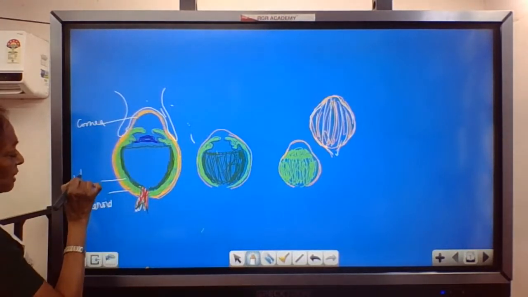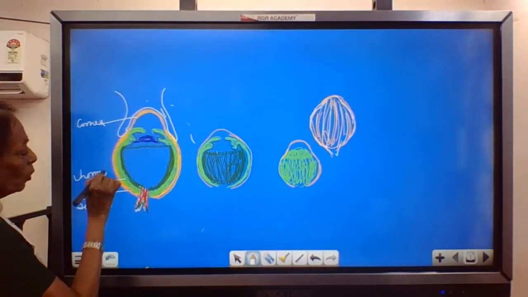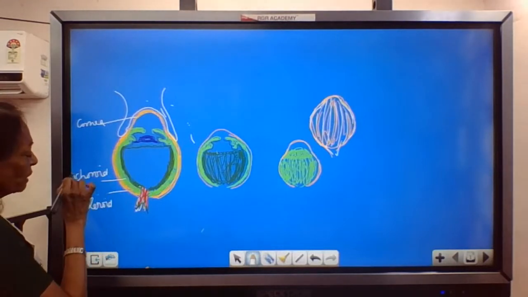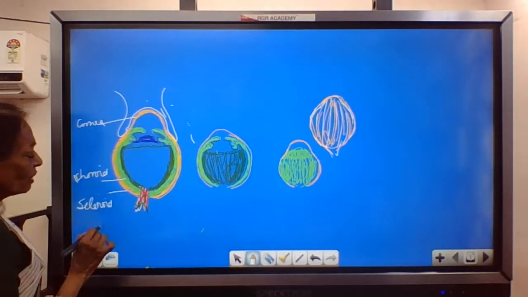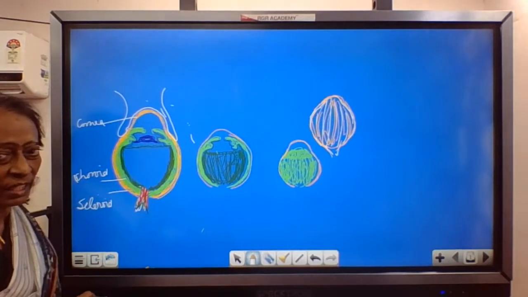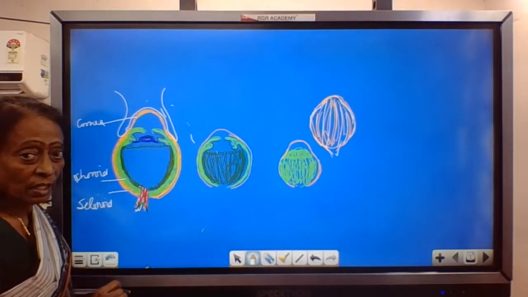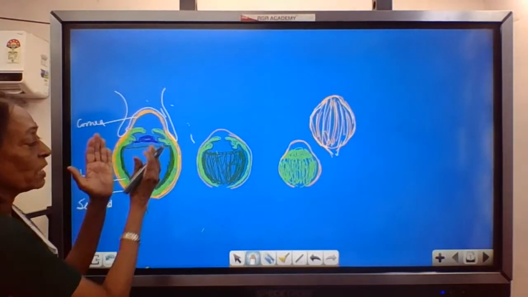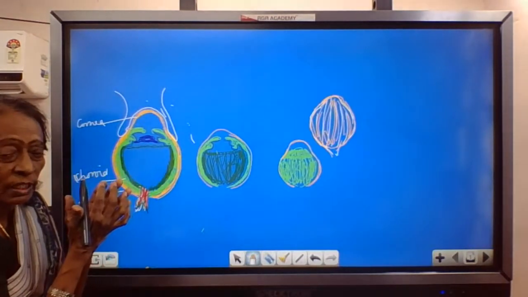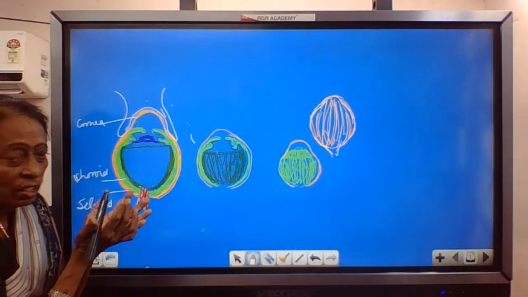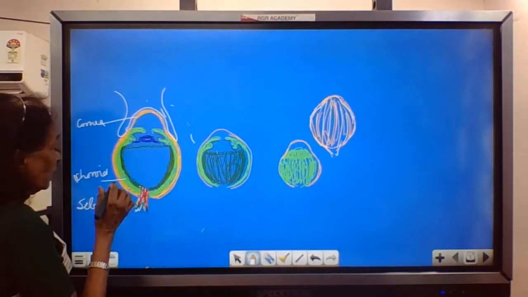The second layer is the choroid. The difference is, this is nothing but a connective serous layer. But the choroid layer is a pigmented, completely pigmented cells. So the pigmented cell keeps the posterior chamber very dark so that it prevents the refraction of the light. So the choroid layer is the second layer.